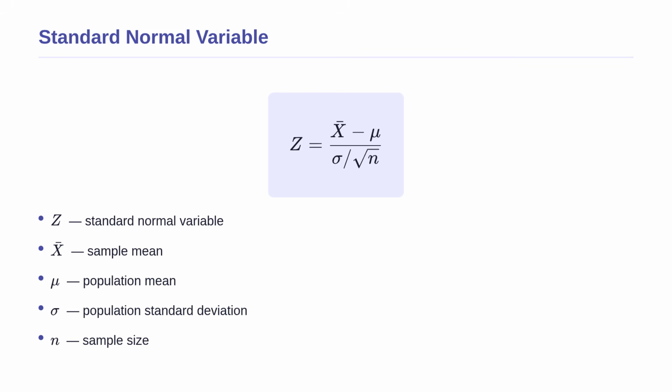Z is the standard normal variable. X bar represents the sample mean. The Greek letter mu is the true population mean. The Greek letter sigma is the population standard deviation, and n is our sample size. Notice the denominator. As the sample size n increases, the standard error shrinks, which makes the overall distribution much tighter and more precise.